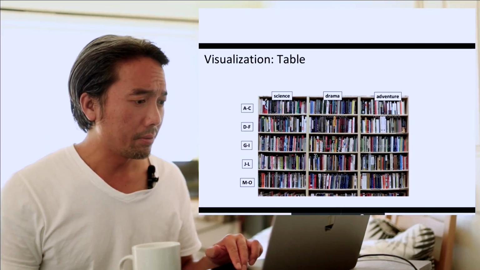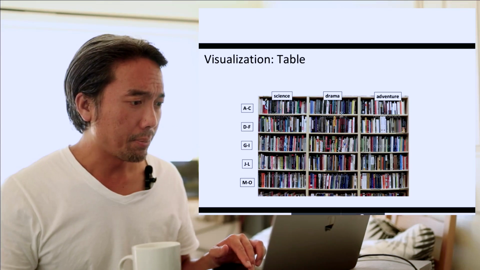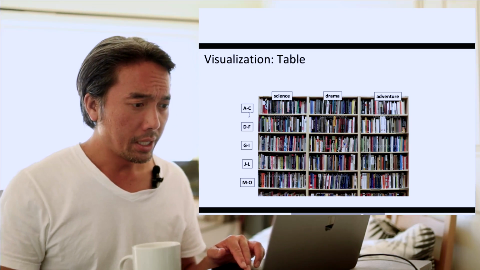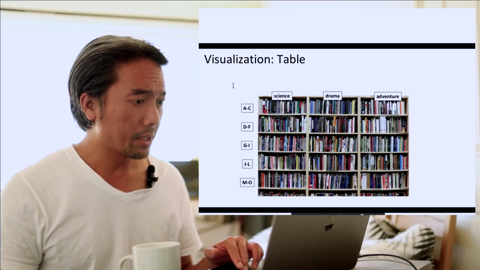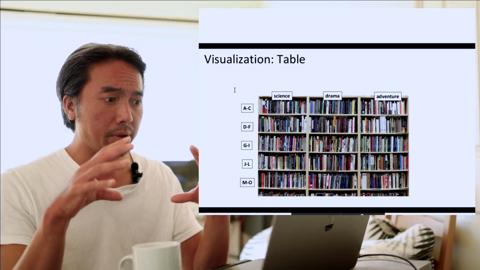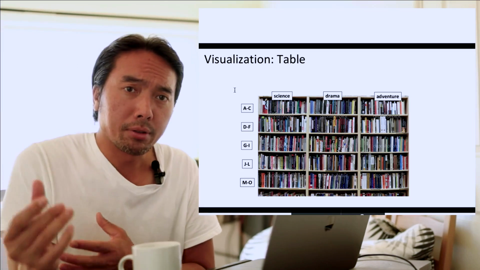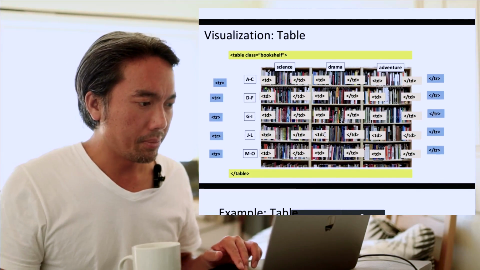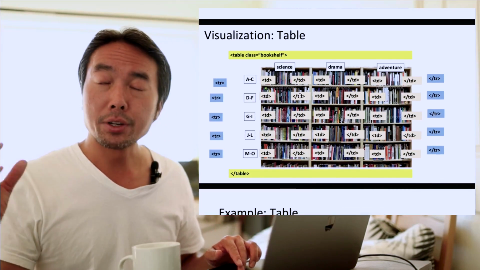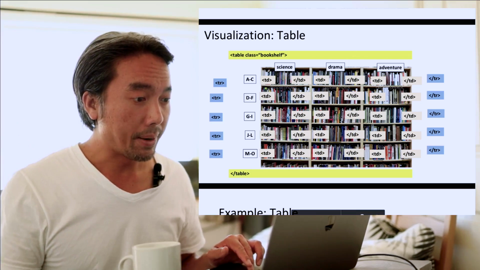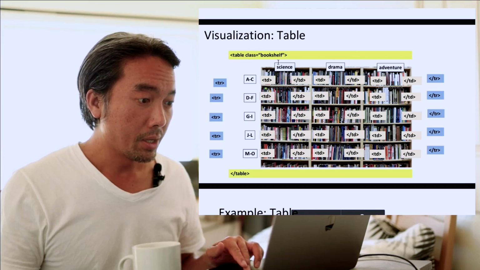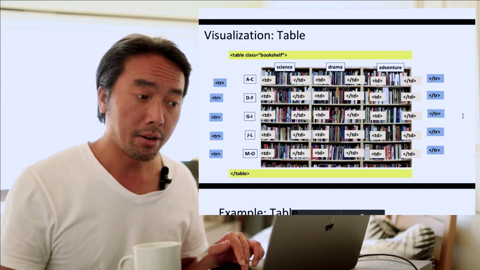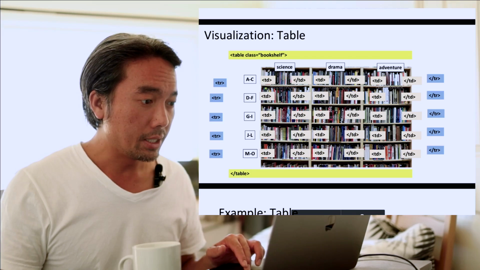So for example, if I have a huge bookshelf here, separated like this, science in this column, drama in this column, adventure in this column, and then the rows are separated like this, then I can think right away, oh, the data here is separated in kind of a table, a tabular format. And that's perfect. Here I can code this up. So if you're walking in a bookstore, you can visualize these tags now. I'm going to wrap the whole bookshelf in a table tag, each row in a TR tag, and then each column in a TD tag here.